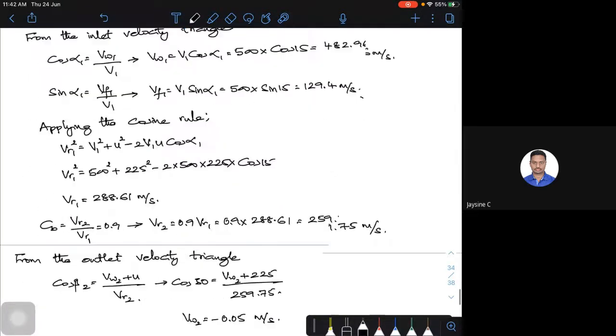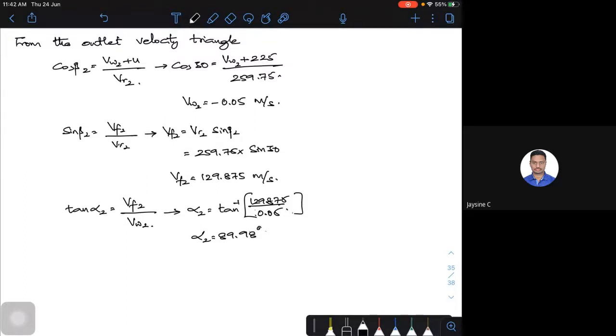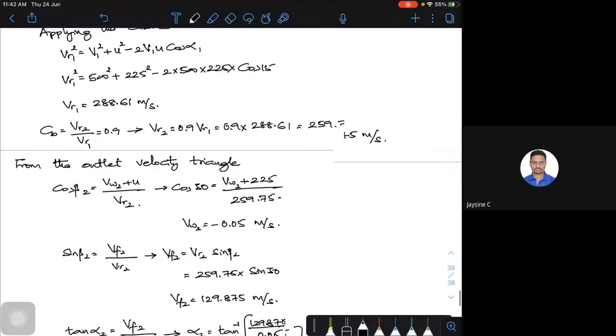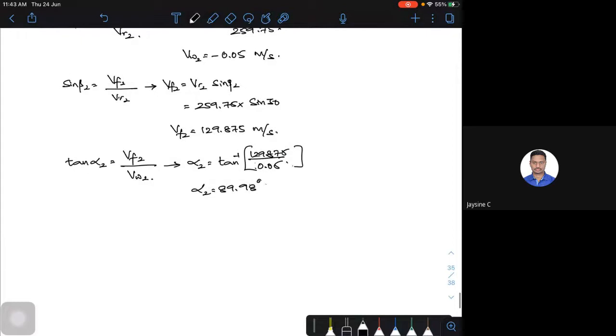So V2 we have to find. From V2, we should be able to get the value of your V3. So from this particular thing I can find it, maybe from your alphas. You can take cos alpha or sin alpha, and you will get your V2.